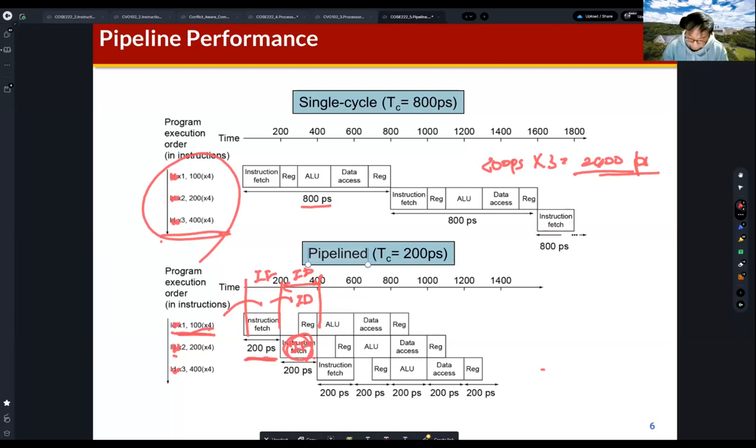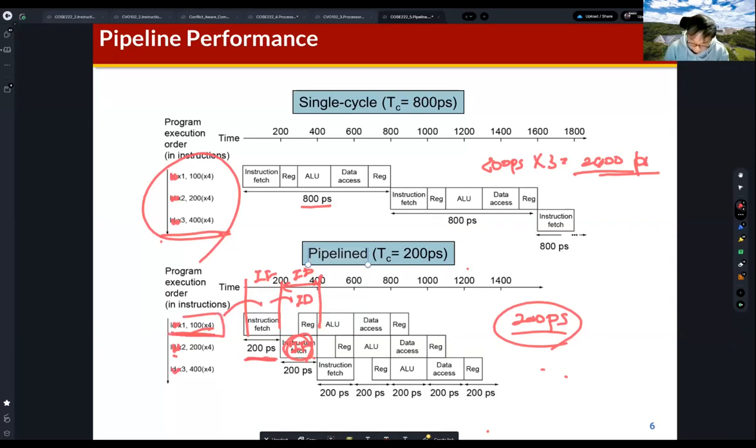With the pipeline architecture, this processor can receive instructions every 200 picoseconds. So like the former pipelining analogy, right? Do you understand? I hope.